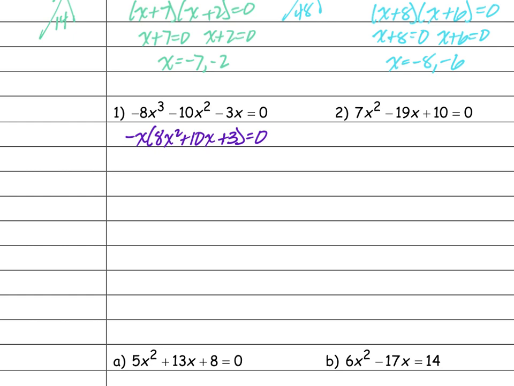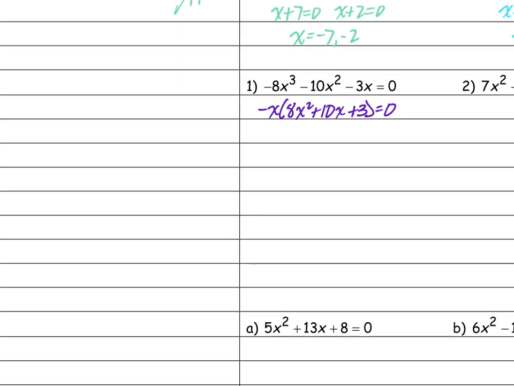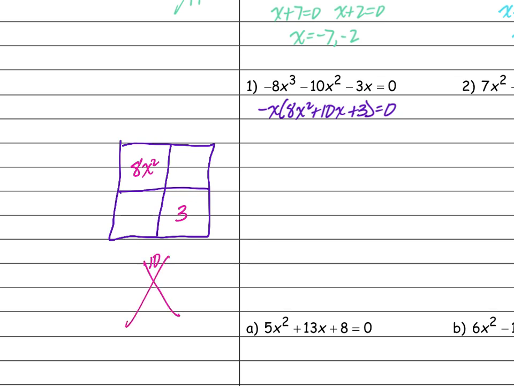And for me to do that, I'm going to come over here so I can use some of the space over here. I'm going to use the box method because it makes sense for me. So I've got 8x squared and 3. And then remember, I need two numbers that still have to add up to be this middle number, 10. But they need to multiply to be 8 times 3, which is 24. So I need two numbers that multiply to be 24 and add to be 10. 6 and 4.